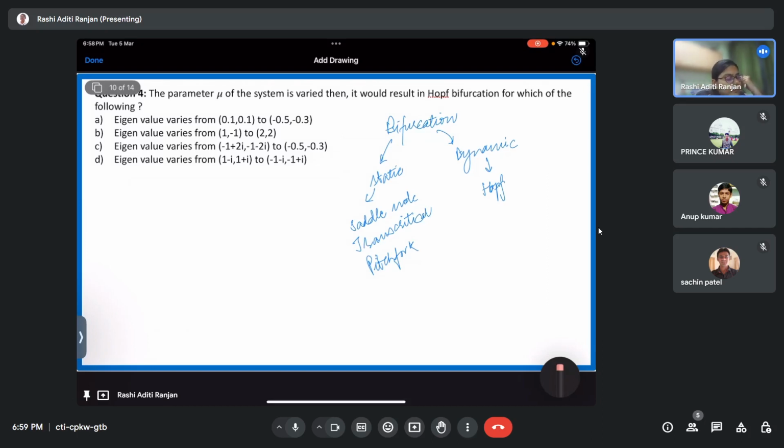Initially the real part of the complex eigenvalue was positive, so it was making an unstable spiral, something like this. And now the eigenvalue has changed to a stable spiral, because the real parts of both my eigenvalues have become negative. So this is a case of a Hopf bifurcation. It is changing the system dynamics. It is a dynamic kind of bifurcation. So this is my case of a Hopf bifurcation.